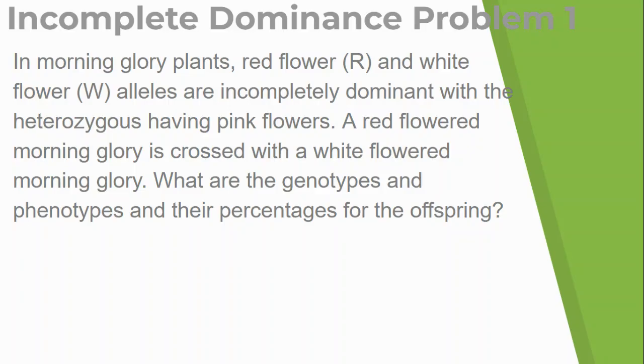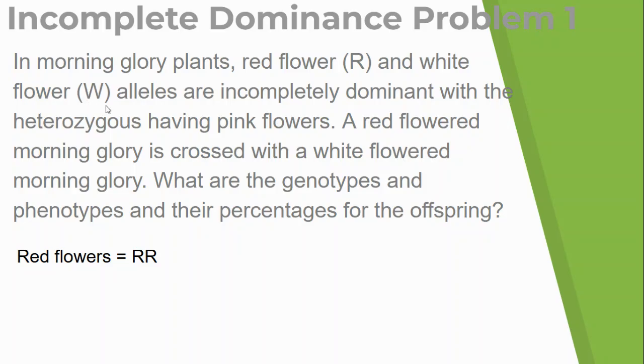So for our first step, we usually define our letters. But for incomplete dominance, I'm going to have you actually define all of your genotypes. Since I told you that red flower is going to be represented with an R, the only way to have red flowers would be to have 2 alleles that are the letter R. So RR is red flowers.